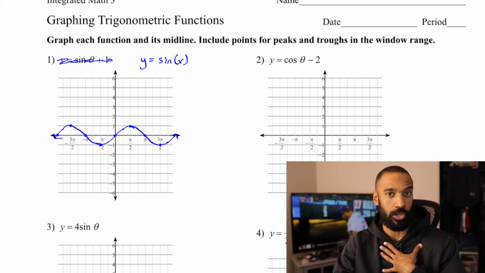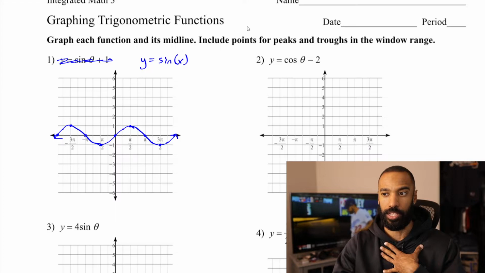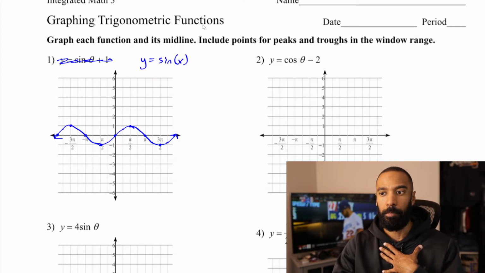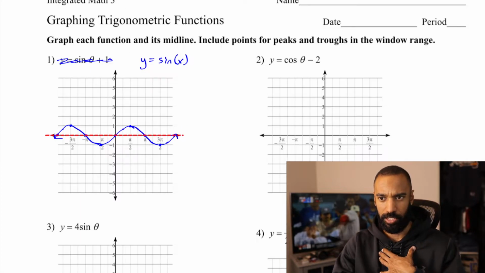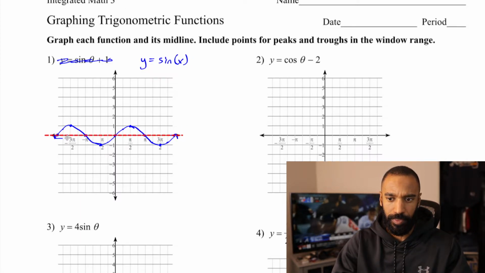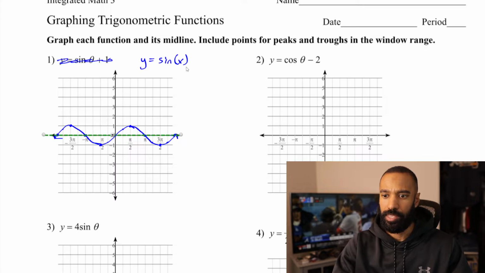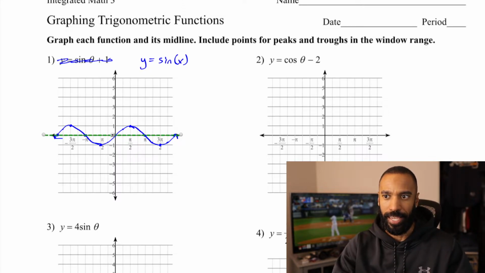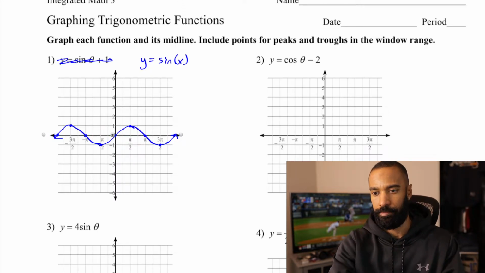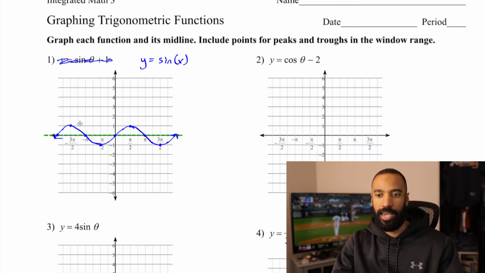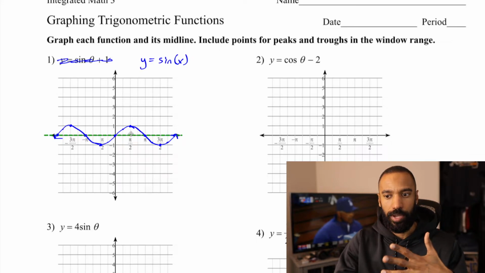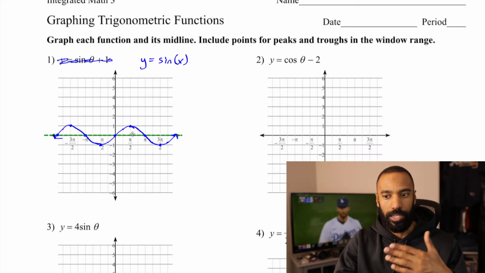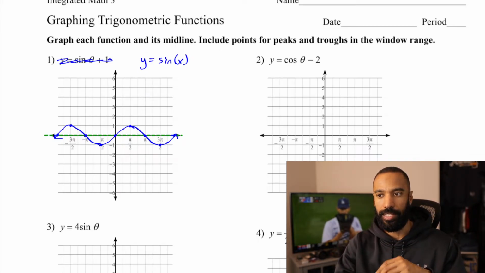What I can actually do is a vertical translation of this, because that's all that this one is. But as I keep talking about this, let me draw this in green. This here is what is called your midline. The midline is the middle of your graph value. You can see that we oscillate up and down 1 unit each time from the midline here.